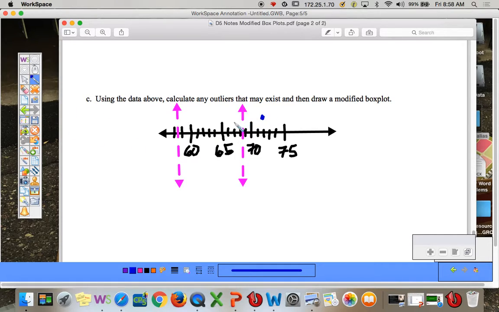Our next maximum was at 65. Our Q3 was at 65, so I put a dot and a line there. Our median is at 63.5, so put a line there. Our Q1 was at 62.5, and our minimum was at 61.5. So here's what our modified box plot looks like. Most of the data is right here with that one outlier at 72 inches, which is 6 feet.